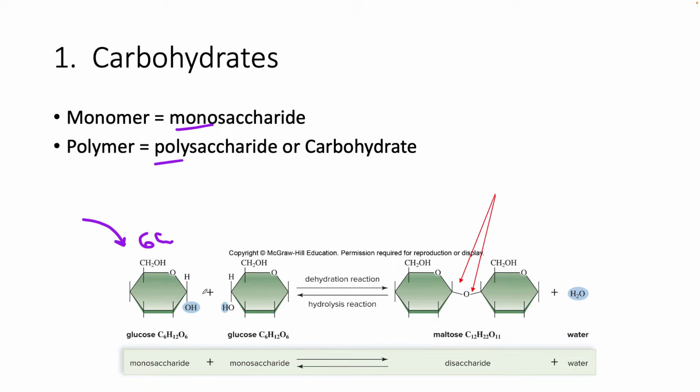When we put them together in a dehydration reaction, we form a covalent bond between them. If we were to take maltose and go the other way, add water in and go the opposite direction, we would get a hydrolysis reaction, and that's what you get when you do digestion and you break down more complex sugars into simple sugars.